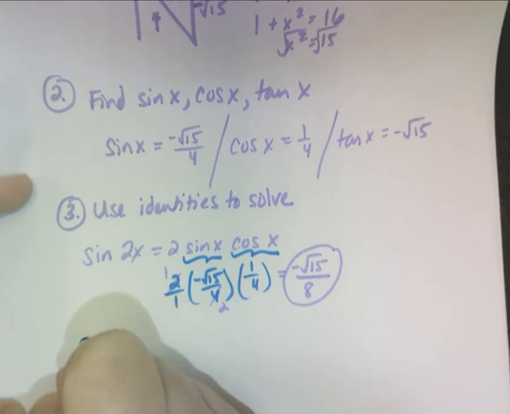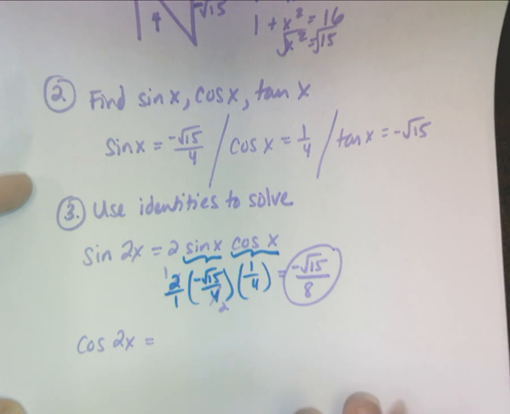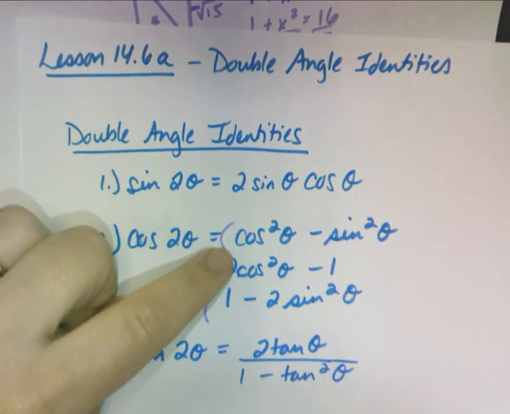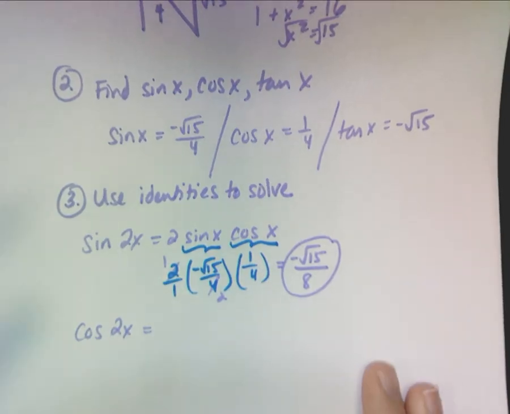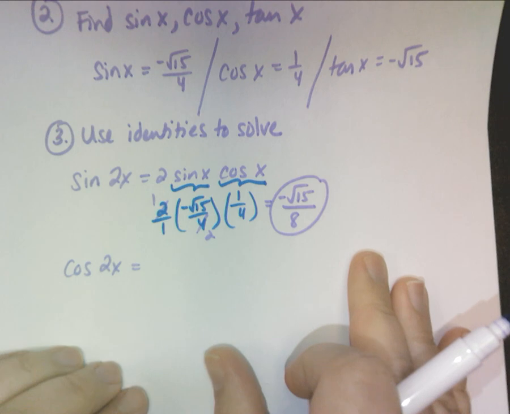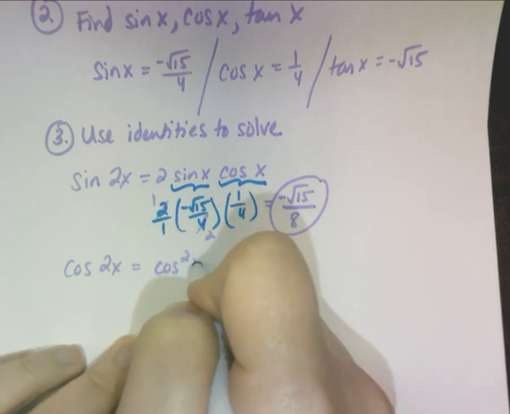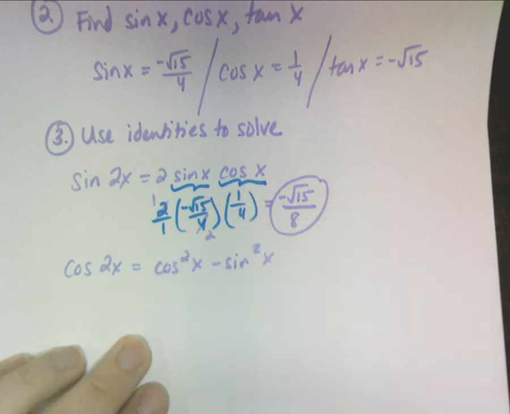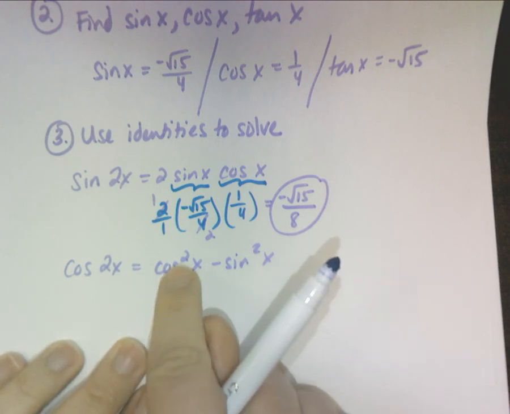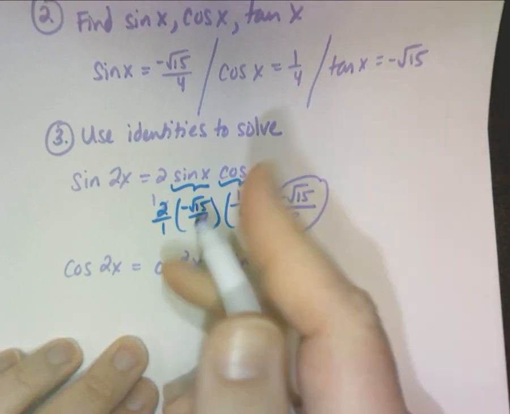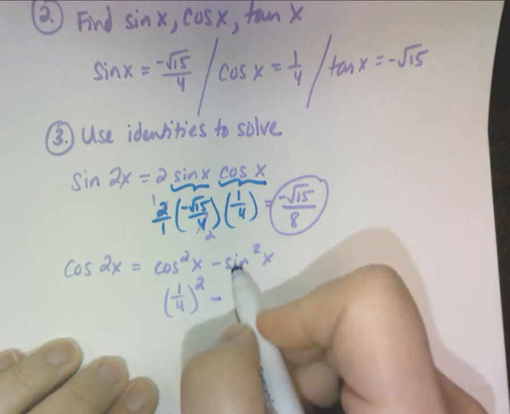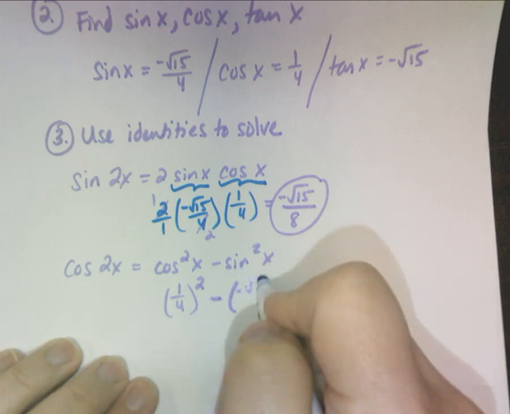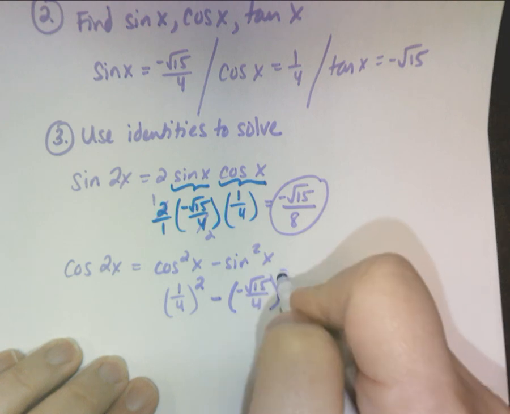All right, let's do it for cosine. Let's find cosine 2x now. So again, you have a choice. You can use whichever one of these you want. I just like using the first one, but it doesn't really matter. So I'm going to use the cosine squared x minus sine squared x. And again, cosine squared x means you square whatever cosine x is. Cosine x is 1/4, so it's 1/4 squared minus, find your sine x, negative root 15 over 4, and square that.